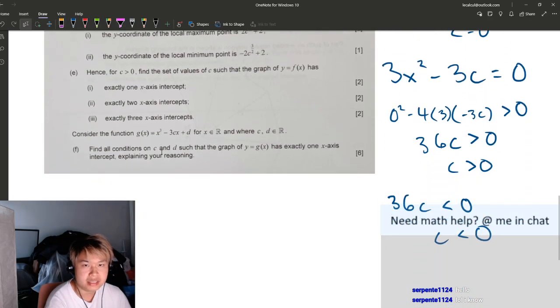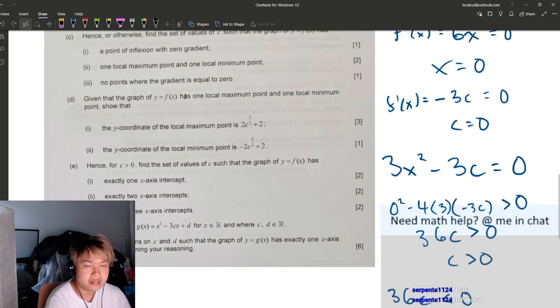Okay, easy peasy. Now, given that the graph has one local maximum point and one local minimum point, show that the y-coordinate of the local maximum point is this. Okay.